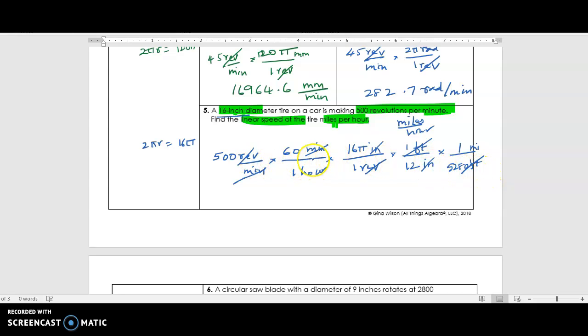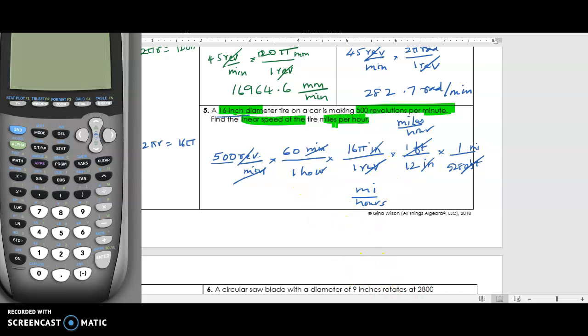Now all we are left with, if you see only the units, is miles in the numerator and just the hours in the denominator. And that's what we want. That's the goal. Okay, now let's come to the numbers. 500 times 60 times 16 pi, all divided by 1 hour and 12.